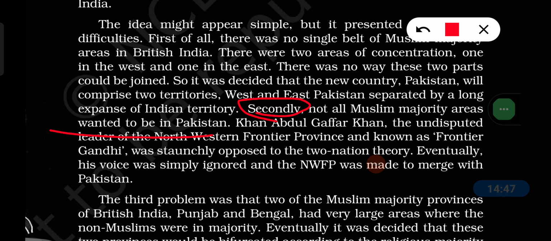If the question is asking who was the Frontier Gandhi, you have to mention that the Frontier Gandhi is also known as Abdul Ghaffar Khan.